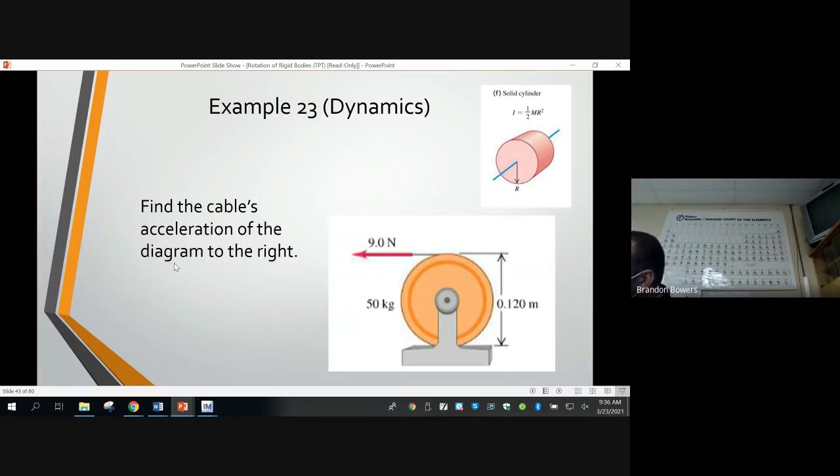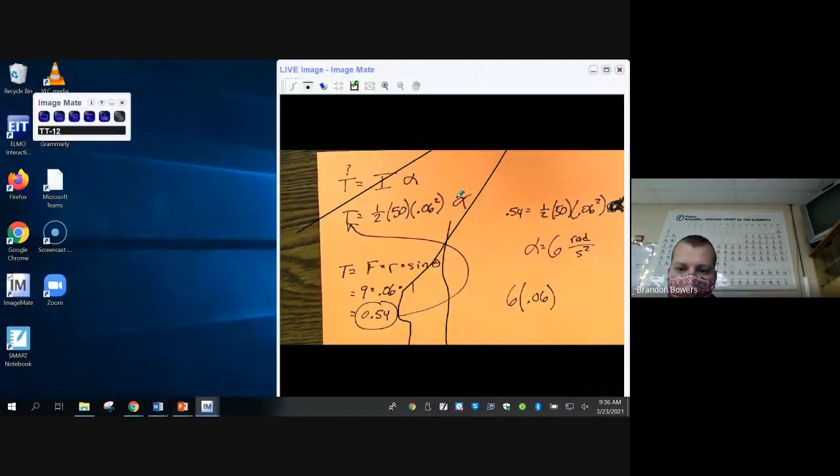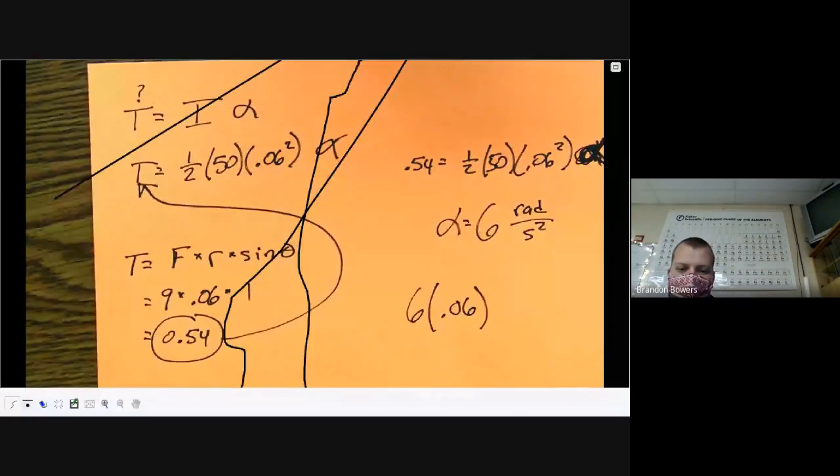We can't see it. How do I stop that? Control Z. Oh, it stopped.